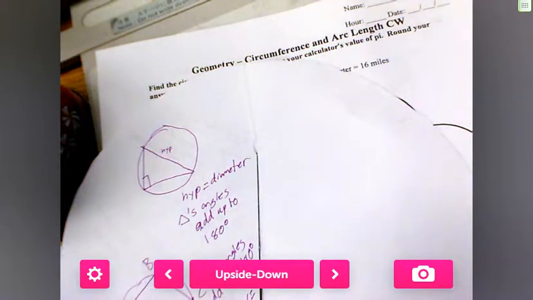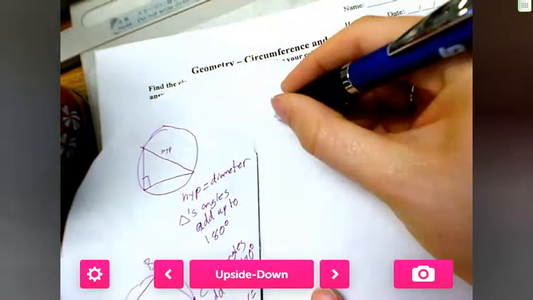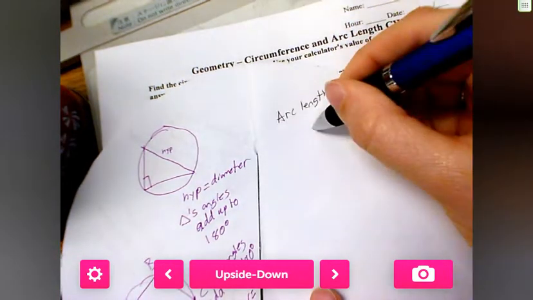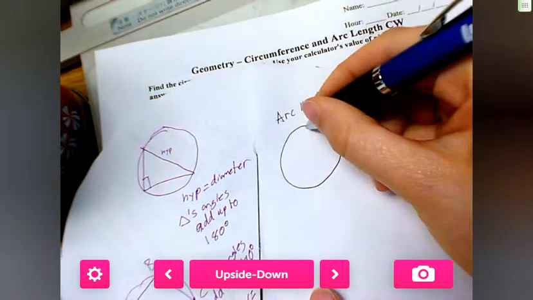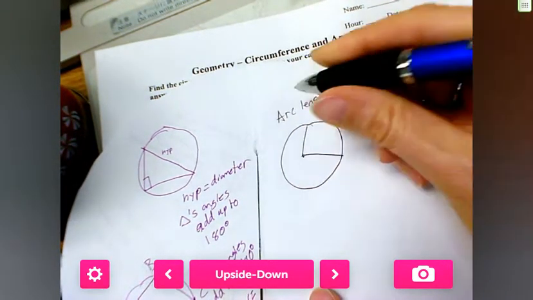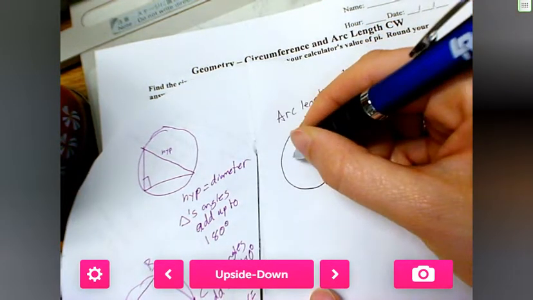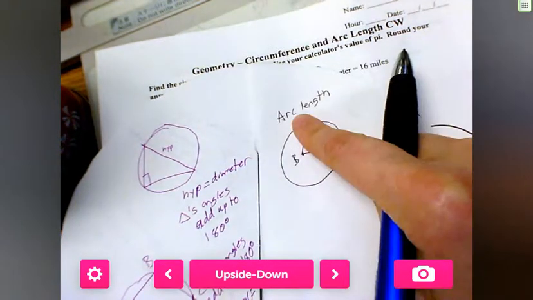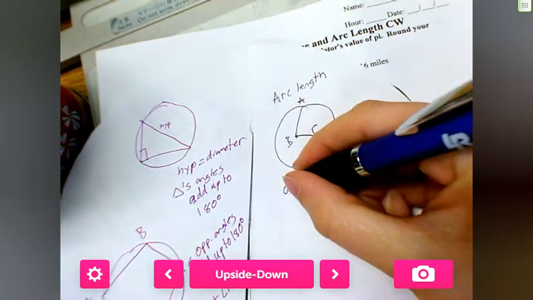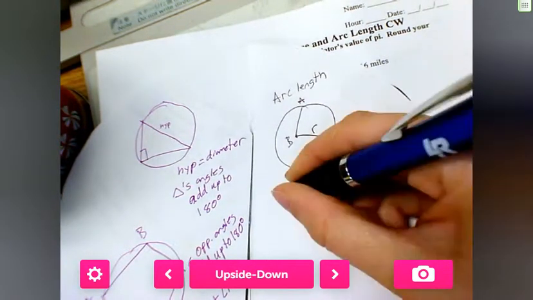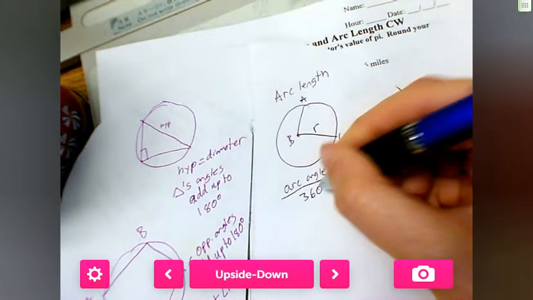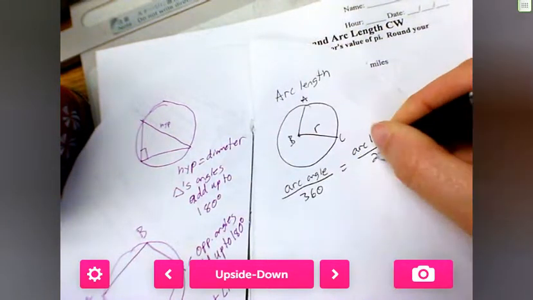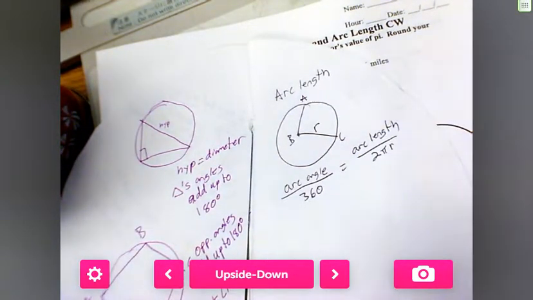Ladies and gentlemen, we are looking right here at our circle book, and we're going to add arc length. Arc length. So if we have a circle, and we have an angle in it, angle ABC, and this right here is my radius R. If we want to find the length of A to C, we're going to do arc angle over 360 equals arc length over 2 pi r. And then we end up cross multiplying.